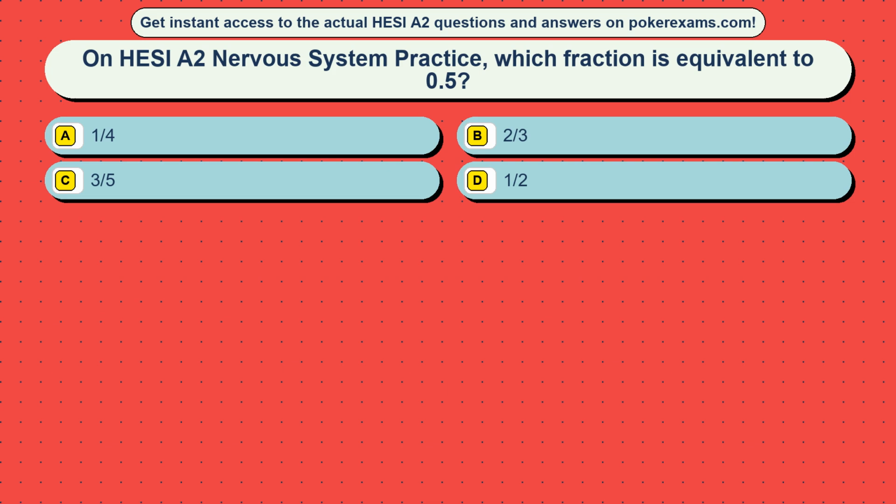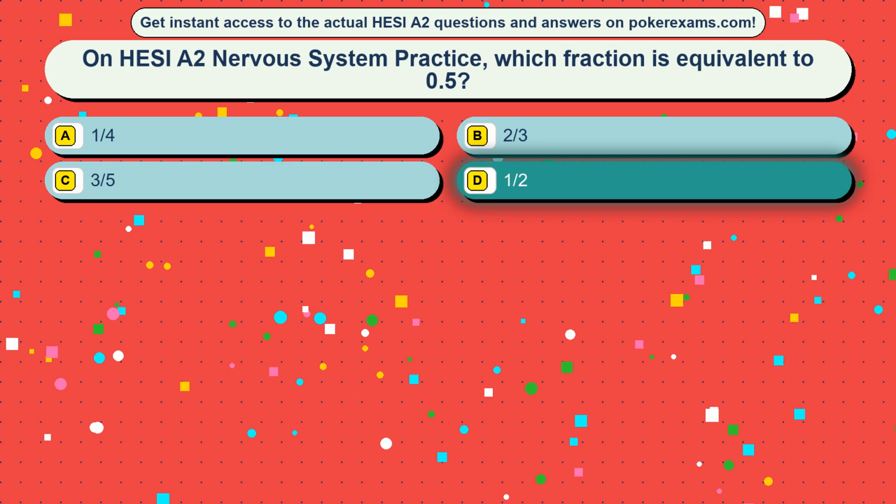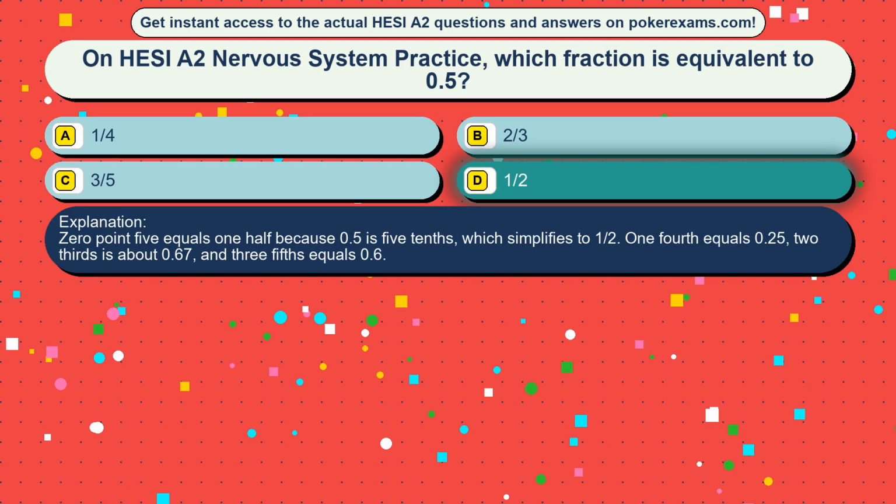Question 34. On HESI A2 nervous system practice, which fraction is equivalent to 0.5? Option A quarter, option B 2/3, option C 3/5, option D a half. The correct answer is option D, a half. 0.5 equals 1/2 because 0.5 is 5/10, which simplifies to a half. 1/4 equals 0.25, 2/3 is about 0.67, and 3/5 equals 0.6.